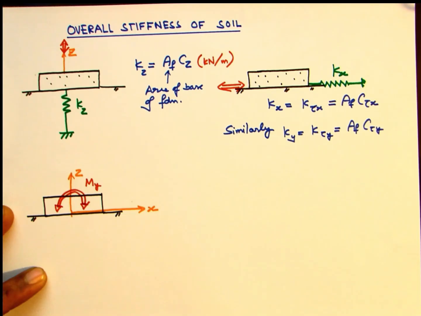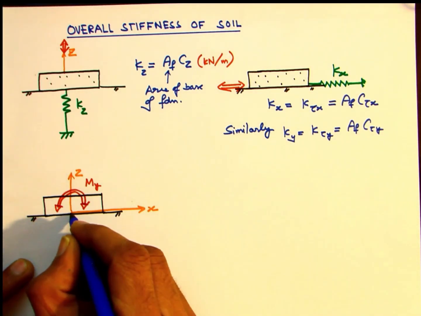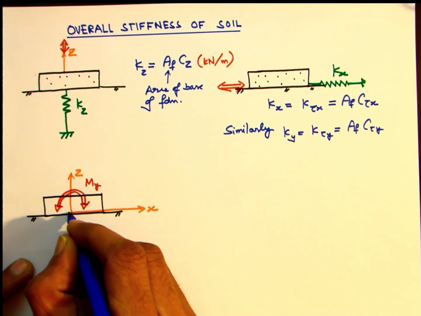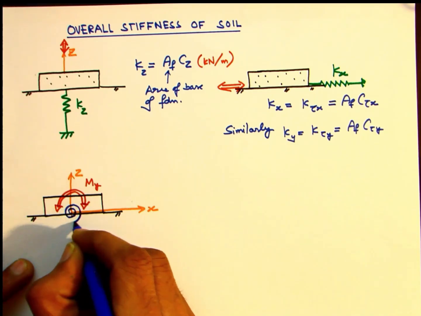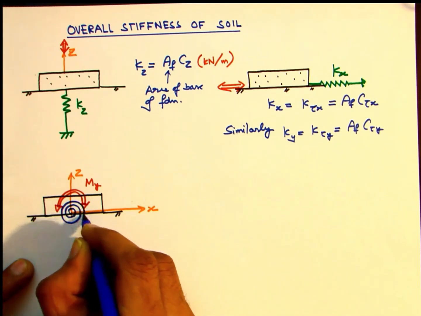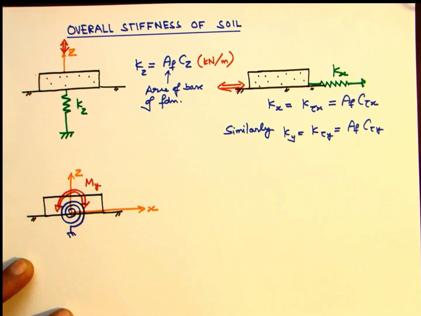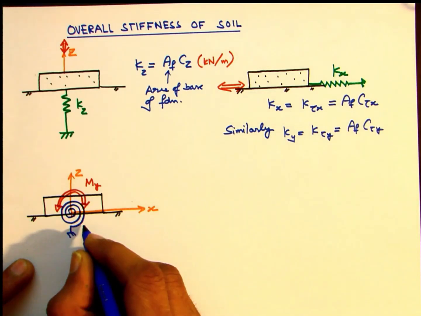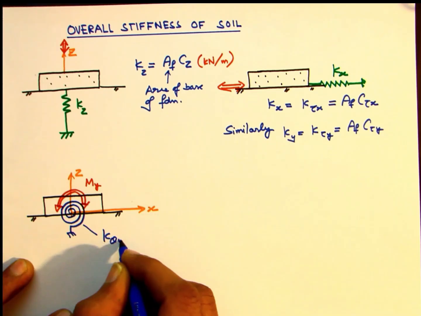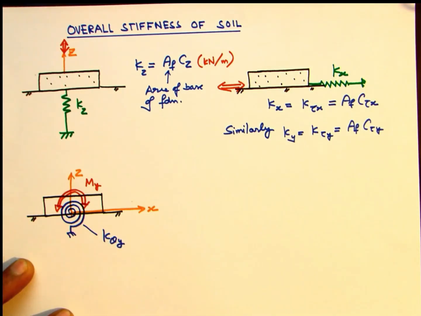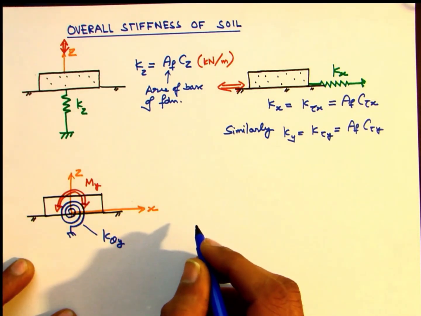The corresponding stiffness constant of soil is in the form of k theta y, and this can be considered as a rotational spring as shown here. We denote this spring constant as k theta y. Here y indicates the axis about which the rotations are being considered, and this is basically rocking.